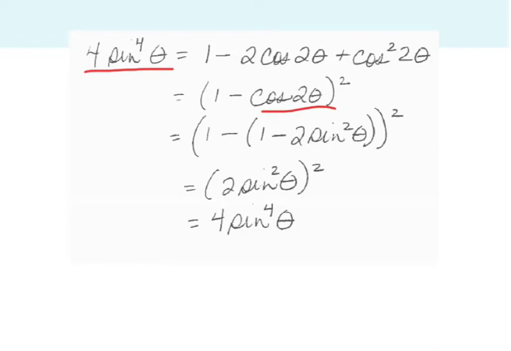So I used my double angle identity for cosine. I knew that I only wanted sines on the left-hand side, so I used the 1 minus 2 sine squared theta. And then I simplified. I distributed the negative inside. The 1's went away, and I ended up with 2 sine squared theta, and this whole quantity was squared. Then when I square the whole quantity, the 2 becomes a 4, sine squared becomes sine to the 4th, and voila, there is our proof.